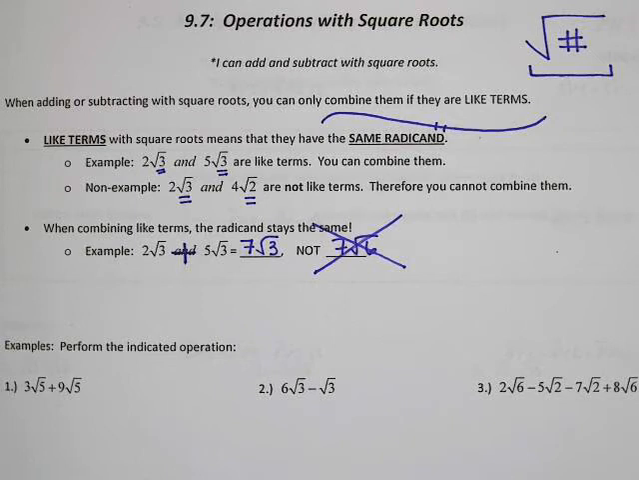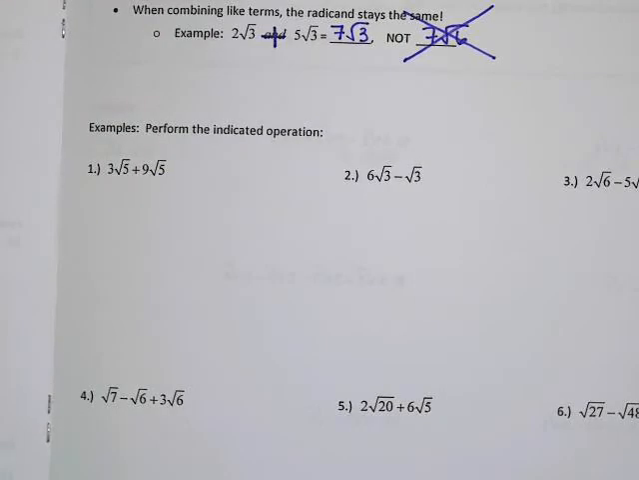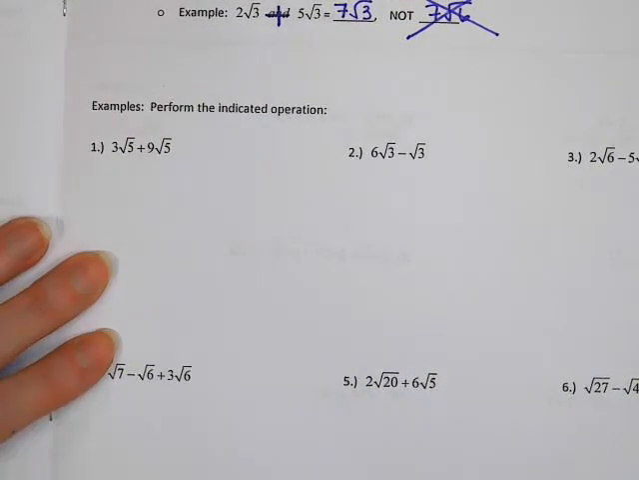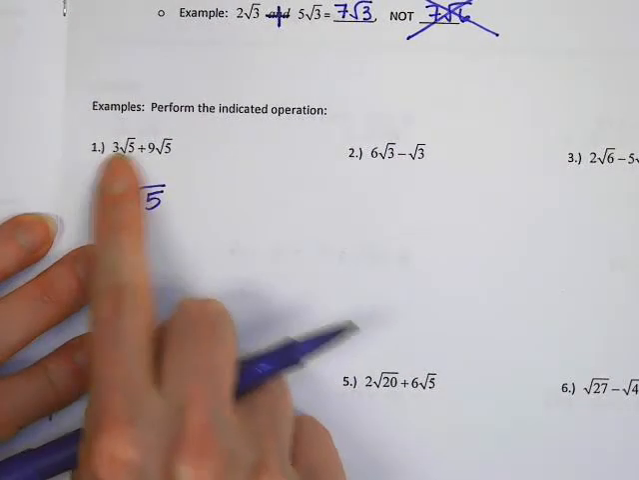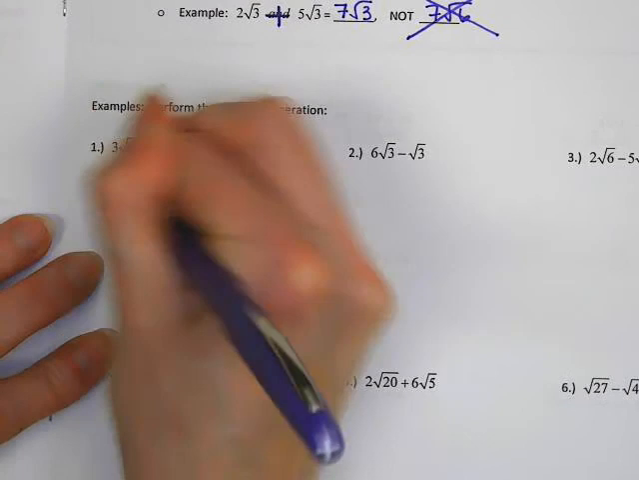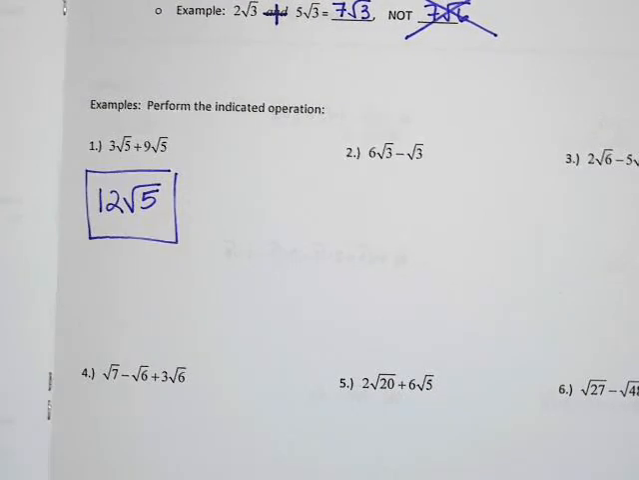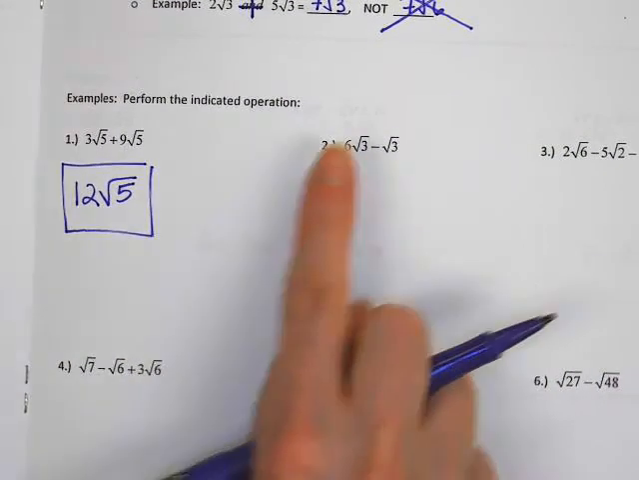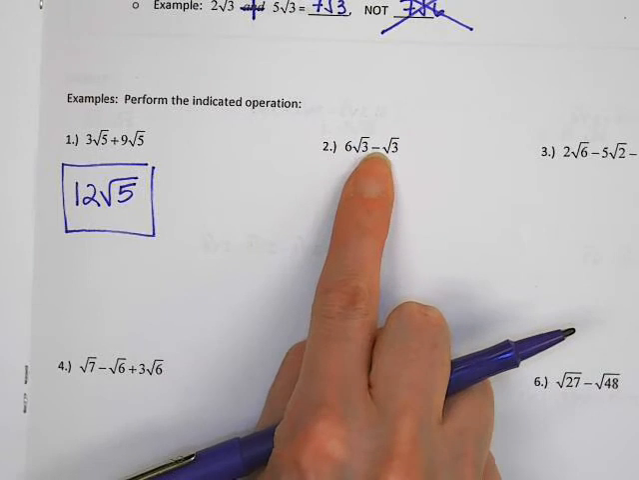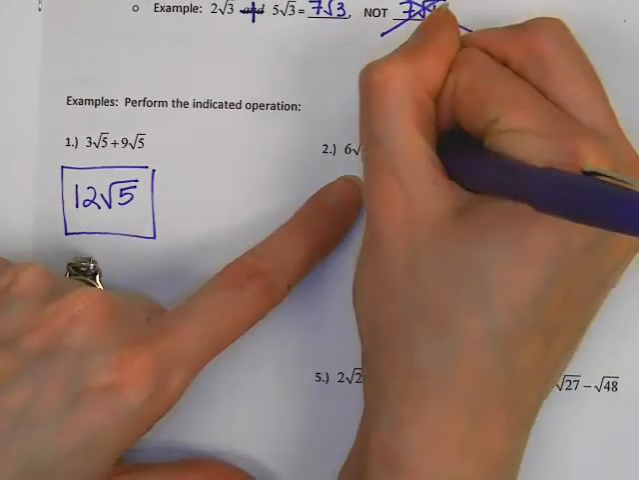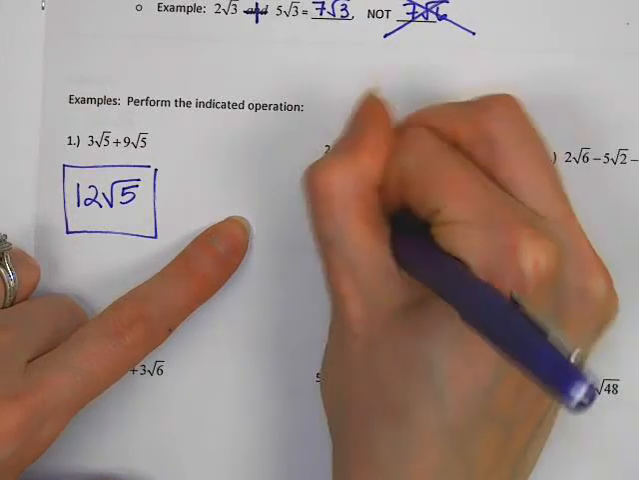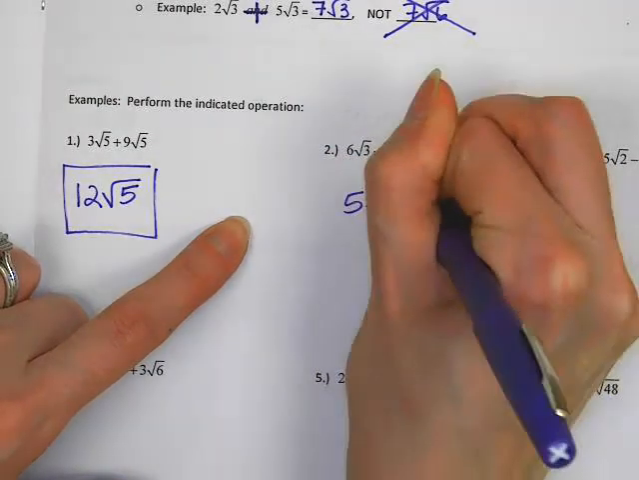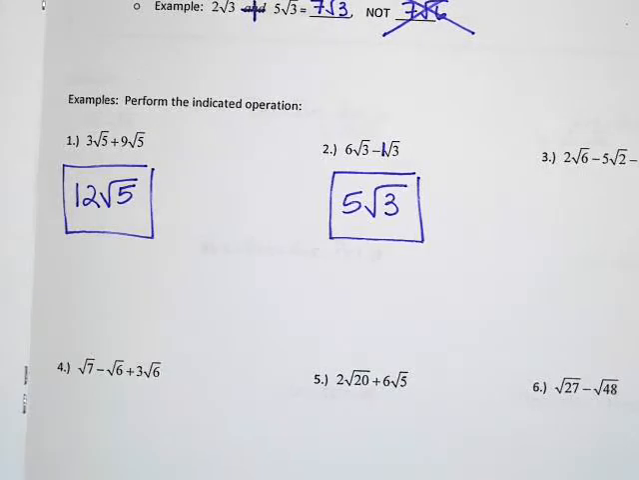All right, let's try some. So 3 root 5 plus 9 root 5. So the root 5 stays the same, and 3 plus 9 is 12. So it's 12 root 5. 6 root 3 minus 1, we could put a secret 1 root 3. So 6 minus 1 is 5, and the radicand stays root 3.